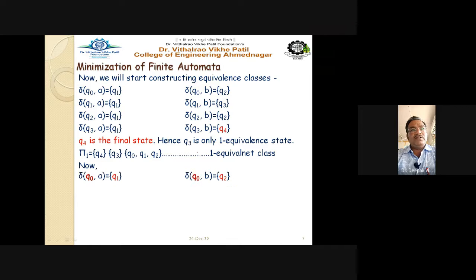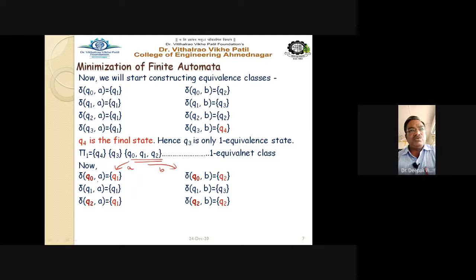Now delta, see here again, write down the transitions of Q0, Q1, Q2. So take these states only, Q0, Q1, Q2. Write down their transitions on both input A as well as on input B. So what we'll find here is Q0 on A goes to Q1, Q2 on A goes to Q1. Now what is this Q1? This Q1 belongs to a single class.